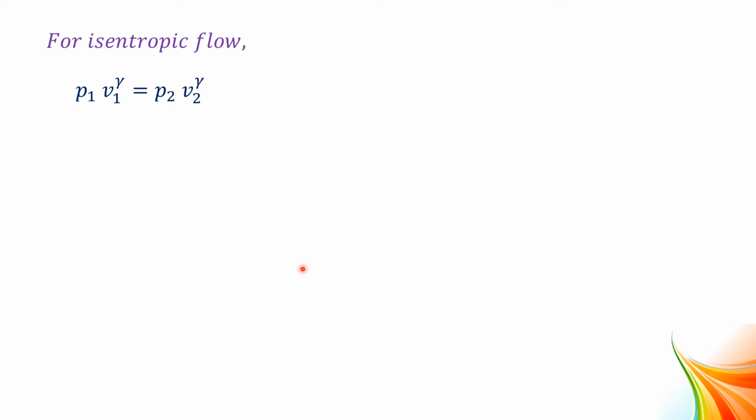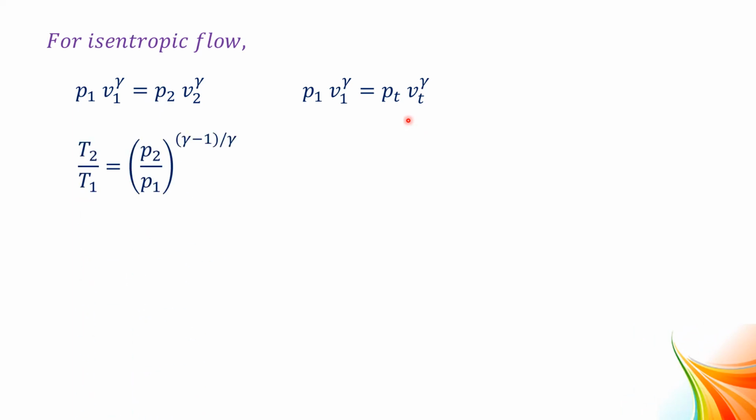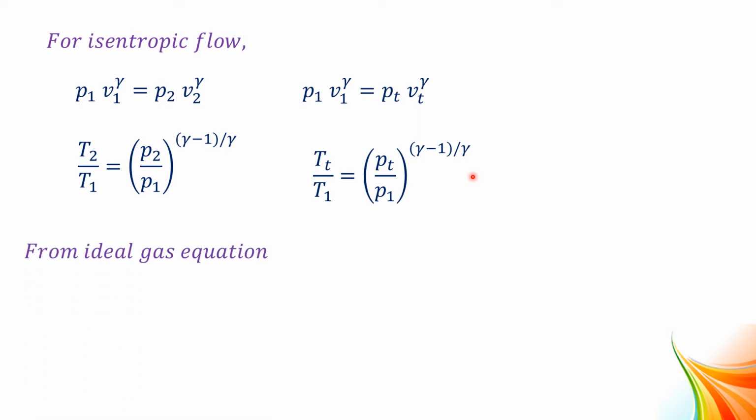And we know if the flow is isentropic, then P1 V1 power gamma equal to P2 V2 power gamma, and P1 V1 power gamma equal to Pt Vt power gamma. And also the relationship between temperature and pressure is T2 by T1 equal to (P2 by P1) power (gamma minus 1) by gamma, and Tt by T1 equal to (Pt by P1) the whole power (gamma minus 1) by gamma. From the ideal gas equation, we know P1 V1 equal to R into T1.